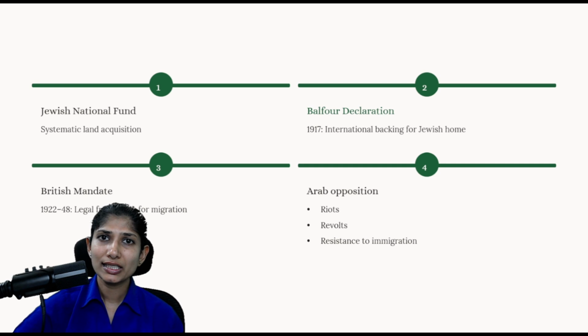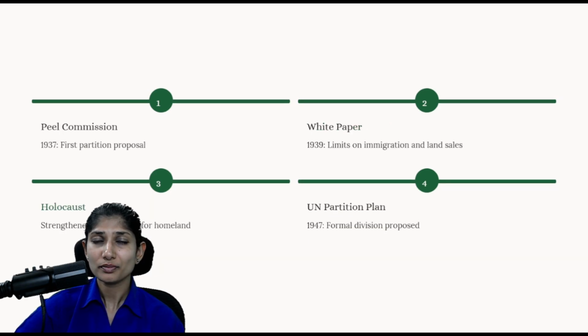Then this leads to what? Huge settlements start coming in, which means loss of land rights. Arab peasants are evicted. This leads to riots, revolts, and resistance to immigration. Then finally it leads to the Arab revolt. As an aftermath, the British set up the Peel Commission and the White Paper. In the Peel Commission they say they will partition Palestine into Jewish and Arab homelands, and the White Paper limited the immigration of Jews into Palestine and controlled land sales.